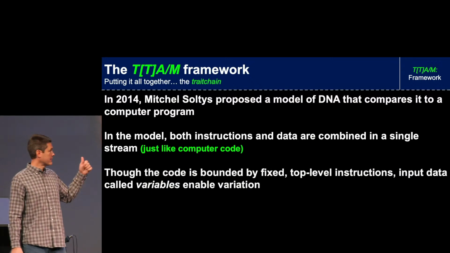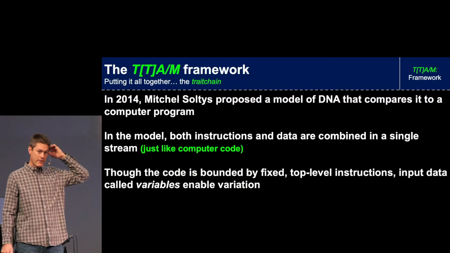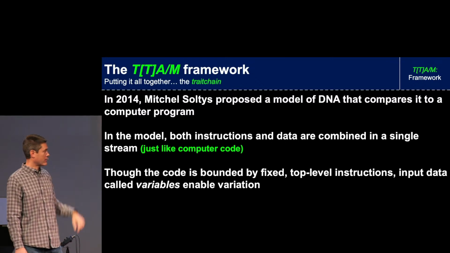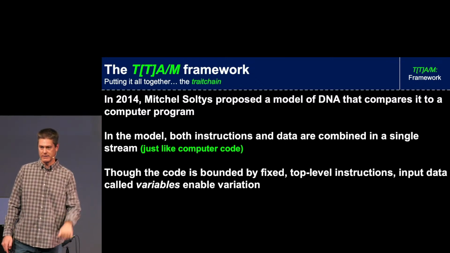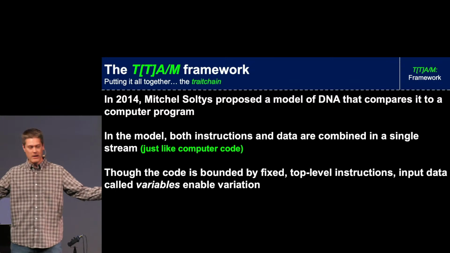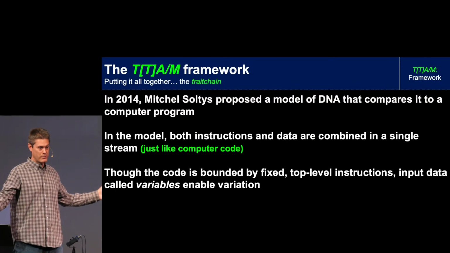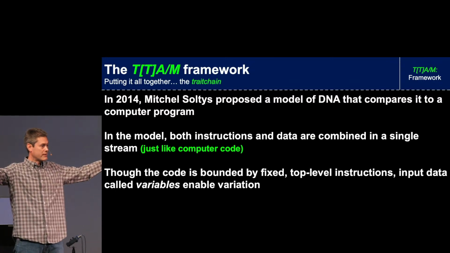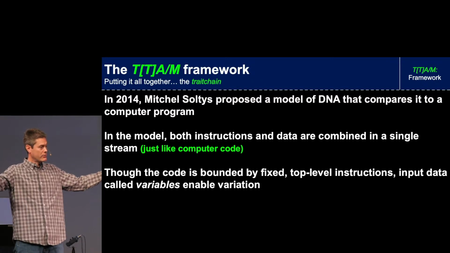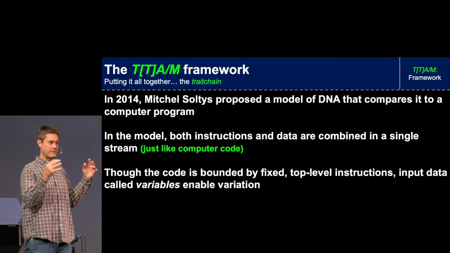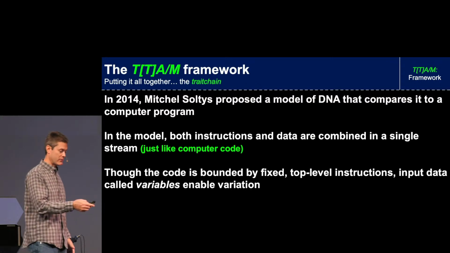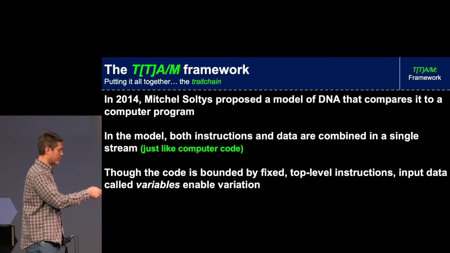So the important part is that though the code is bounded by fixed top-level instructions, input data called variables enable variations. So I don't know if there's any code writers out there, but this is how computer programs work. You have top-level codes that control what happens, but the computer code itself gets variables to do its task and generate its outputs. So here's how he describes it.